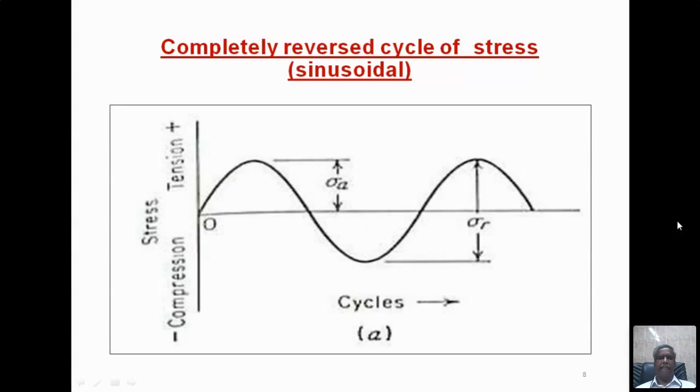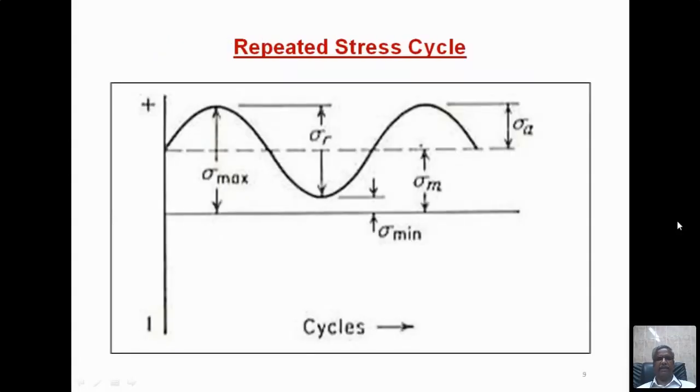The second stress cycle, the shape is almost the same, looking like a sinusoidal curve. But the difference is that both the maximum stress and the minimum stress are in the tensile stress field. It's not a tensile stress portion, it is a tensile stress field. There is no compressive stress field in this case. In the repeated stress cycle, it is only in the tensile stress cycle.